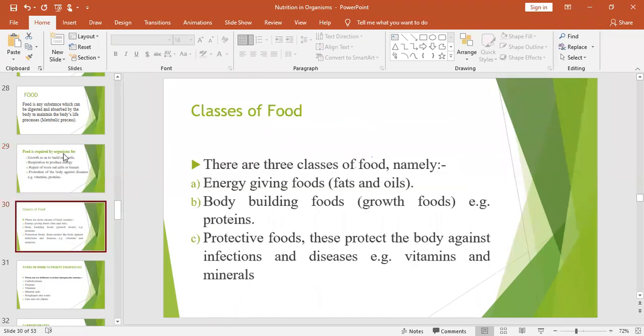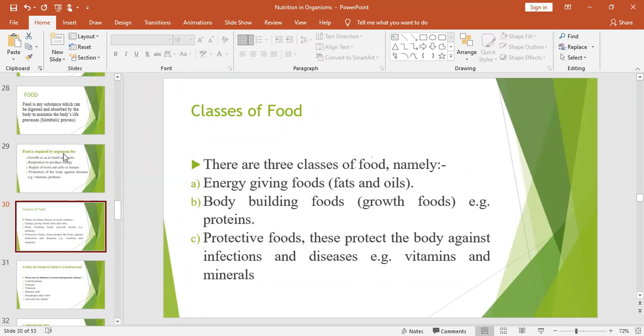Then we have different classes of food. There are more than 3, but there are 3 main classes. One, we have energy-giving foods. They are very common in fats and oil. By the way, sometimes even proteins, we are going to learn later, can also give us energy, because proteins are deaminated so that we convert them into glucose or sugars that are broken down in the body to release energy.